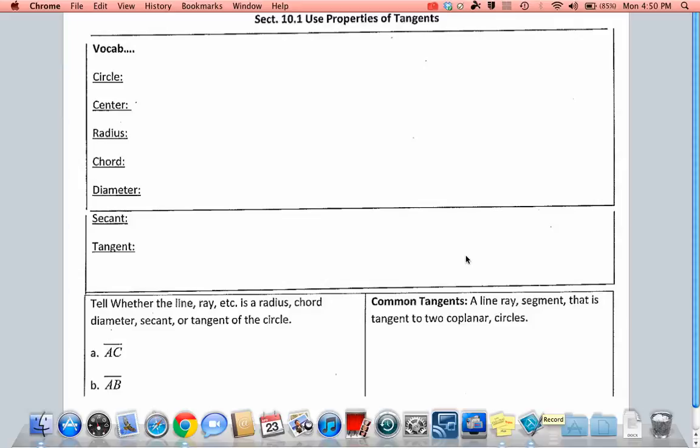Alright, section 10.1, properties of tangents and their uses. In section 10.1 is where we first start to look at circles. This is the introduction section of circles.